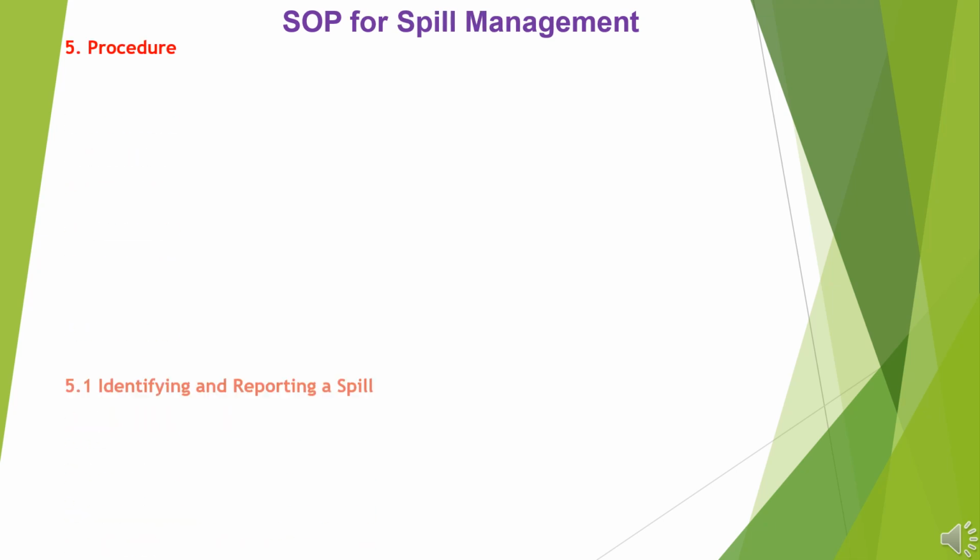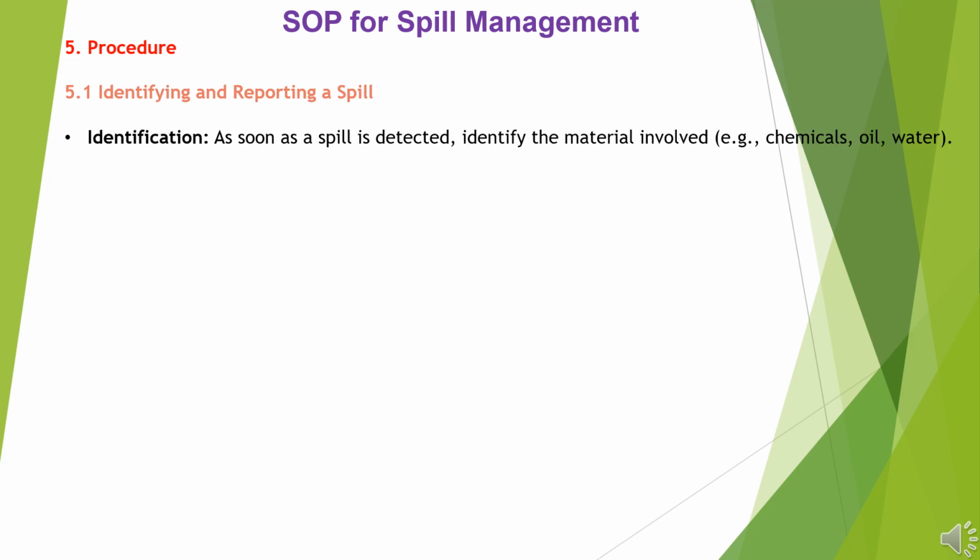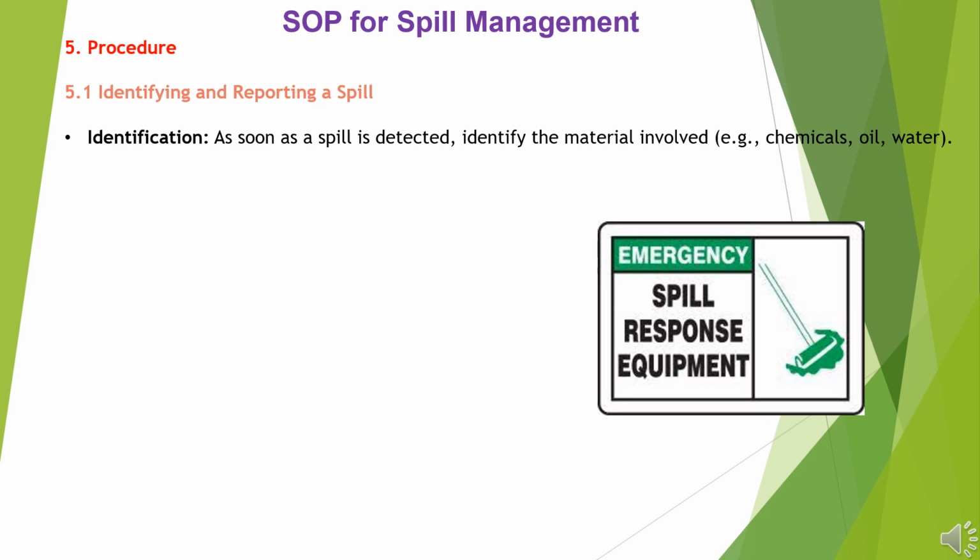5. Procedure. 5.1 Identifying and reporting a spill. Identification. As soon as a spill is detected, identify the material involved, e.g. chemicals, oil, water.